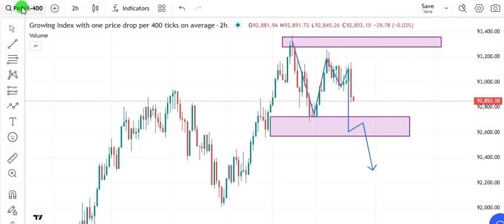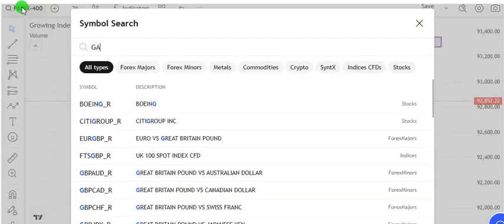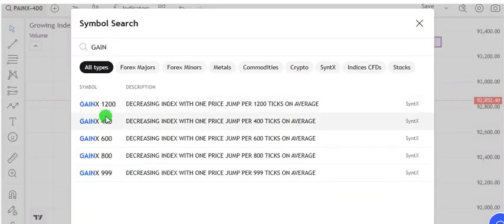All right, so let's go to the next one, which is Gain, and you're seeing 400.